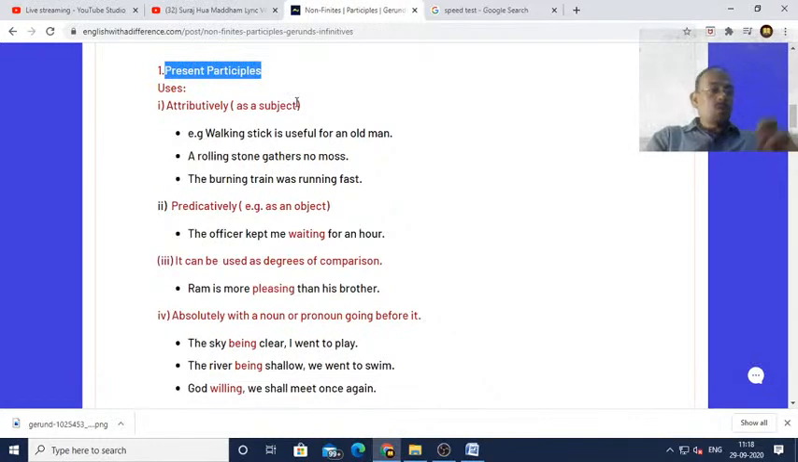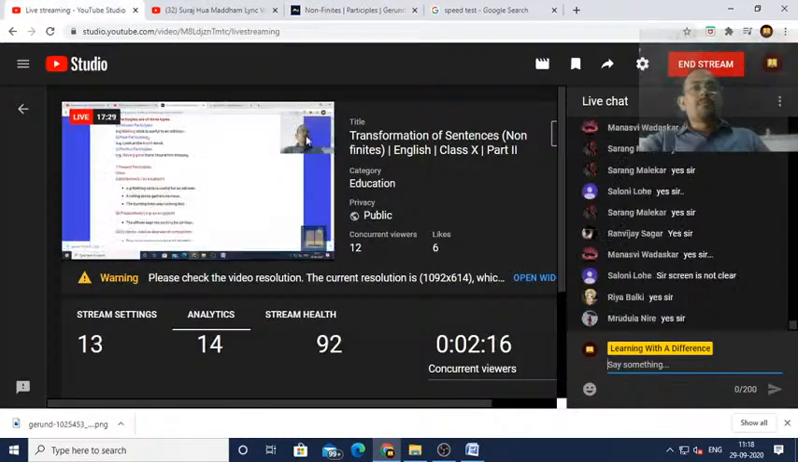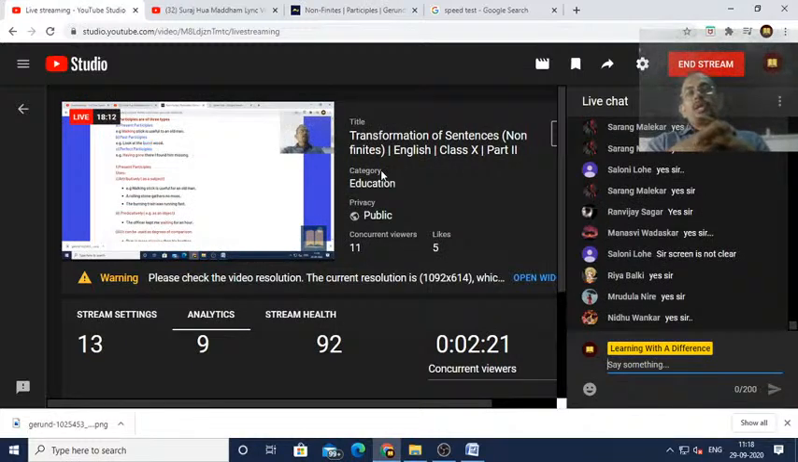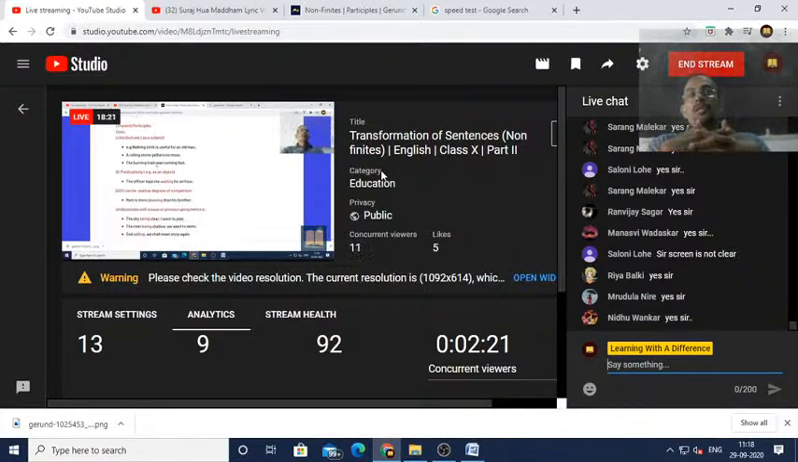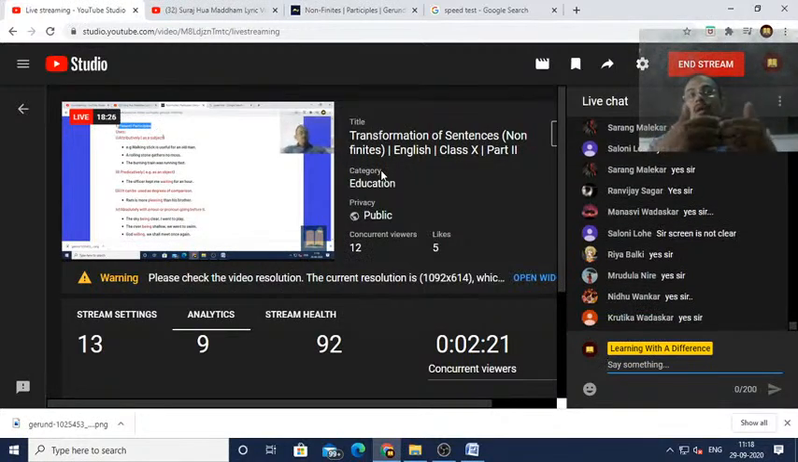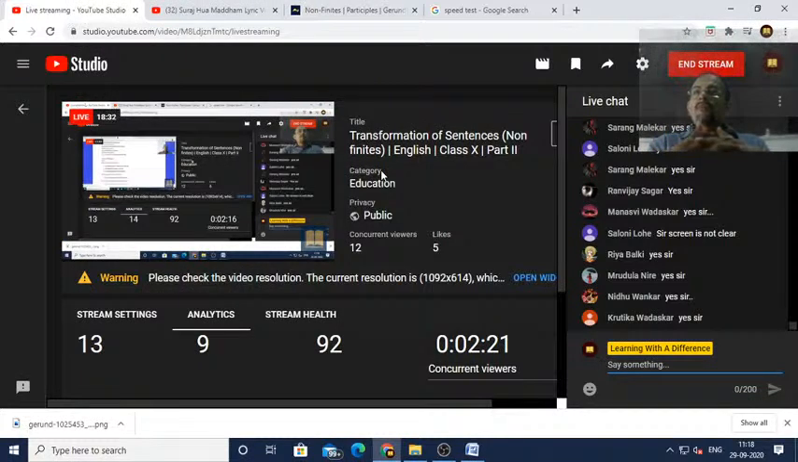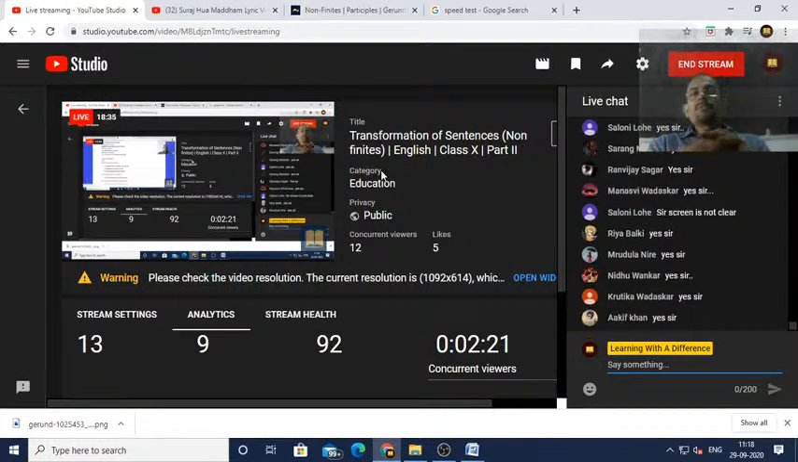What is the use of the present participle? How can you identify a present participle? Because dear students, always remember that present participle and gerund both look alike. Why? Because both have the ing form with them. So how can you differentiate between a present participle and a gerund? Both the present participle as well as gerund have ing form. Therefore, it is sometimes confusing for all of us to identify which one is present participle and which one is gerund.